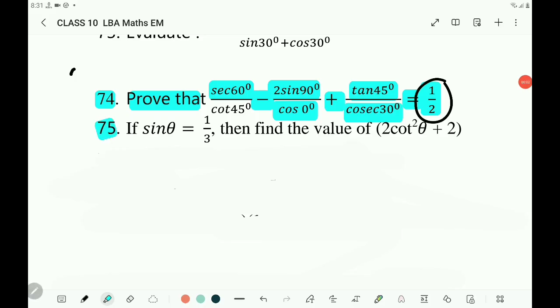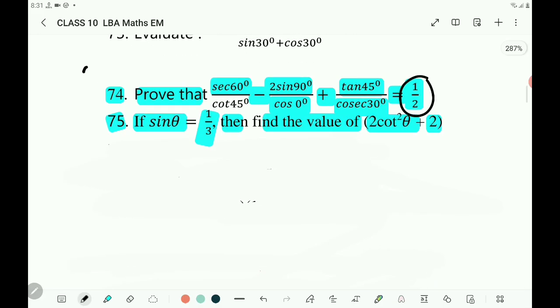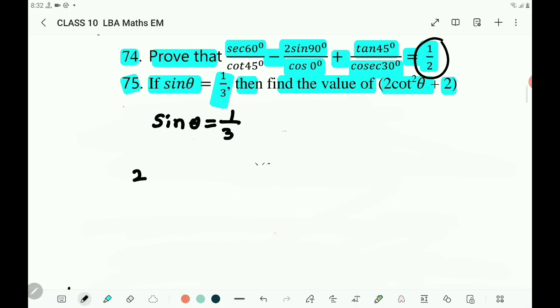Question number 75. If sin theta is equal to 1 by root 3, then find the value of 2 cot square theta plus 2. Then you write the given here, sin theta is equal to 1 by 3. Now you take 2 cot square theta plus 2.